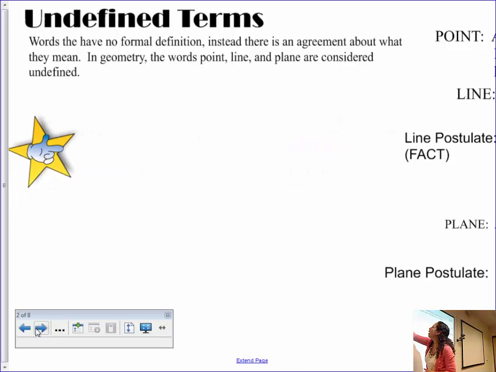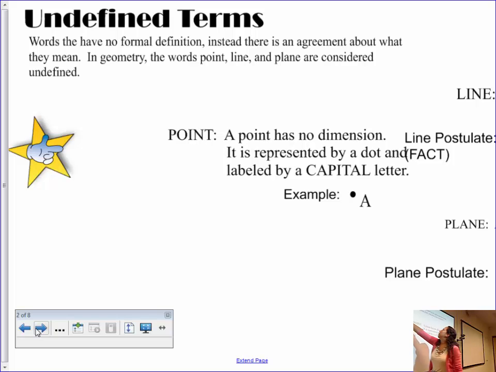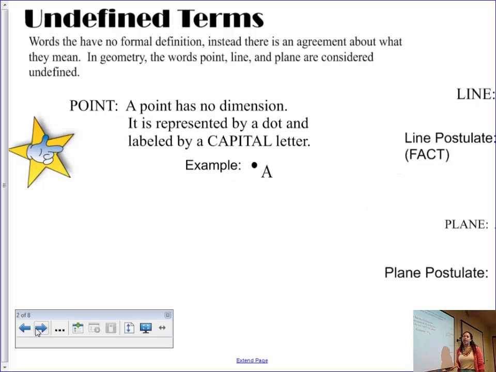Okay? So we're going to start with our first definition, point. A point has no dimension. You may or may not be asked about this later, but just understand that there's no dimension. It doesn't take up space or anything like that. A point has no dimension. It's represented by a dot, and it's always labeled by a capital letter. For example, this guy right here is point A. So if I wanted to name him, I would say he is point capital A. So please don't interchange capital A with lowercase a. They mean totally different things in geometry.